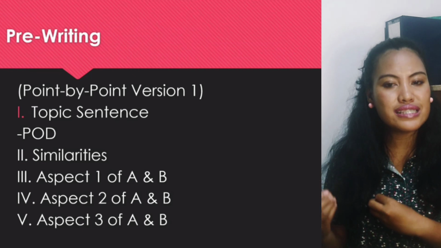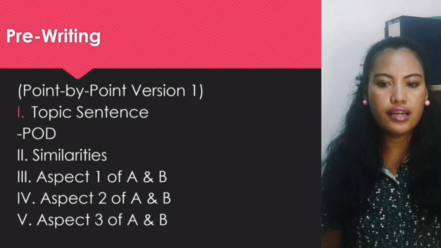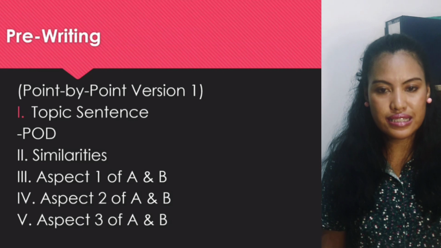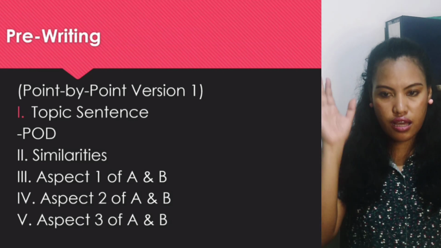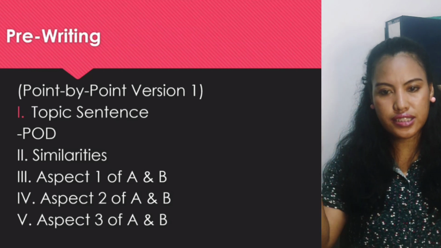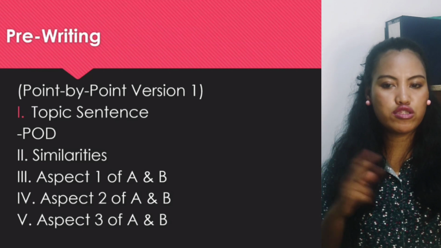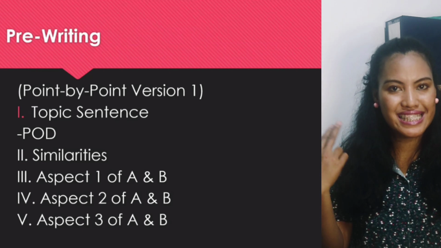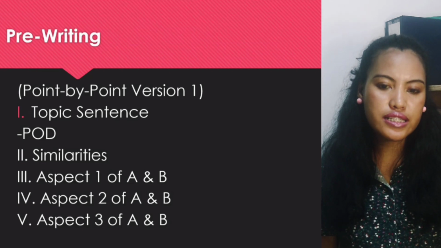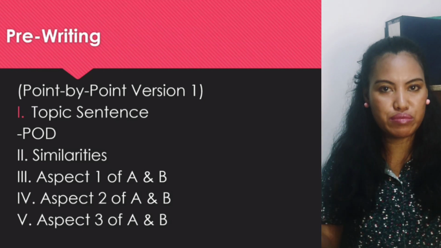So the pre-writing stage of the comparison and contrast, which will be outlining or listing or any other free writing technique, you can look at it like this. You can write it like this. So this is point by point version 1. So we have two versions for this manner, or for this organization. It's just actually the position of where the similarities are going to be mentioned.